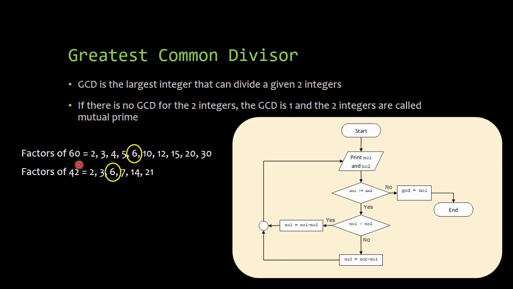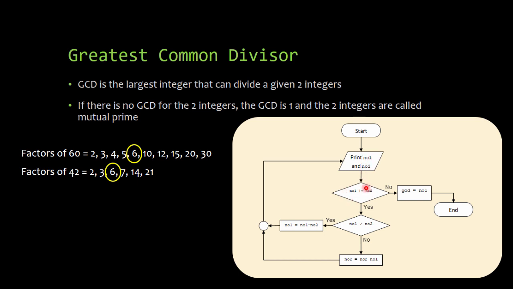But in computing, we are not going to use this definition when we calculate GCD. We will use an algorithm devised by a Greek scientist called Euclid, so the algorithm is called the Euclidean Algorithm. How does this algorithm find GCD? The algorithm will take two numbers, let's say number 1 and number 2.